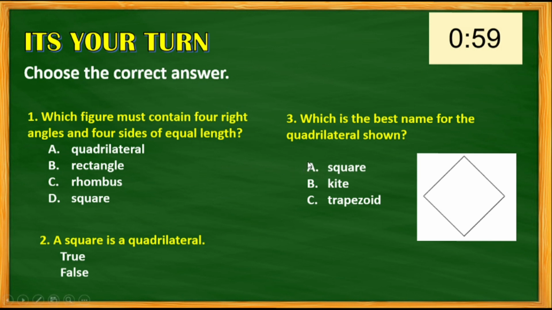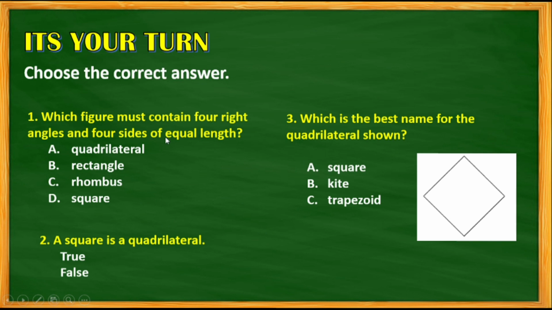Time's up. The correct answer for number 1 is letter D, because it contains 4 right angles and 4 sides of equal length. Square. For number 2, is a square a quadrilateral? True. And for number 3, which is the best name for the quadrilateral shown? This would be the figure. So this would be a square.